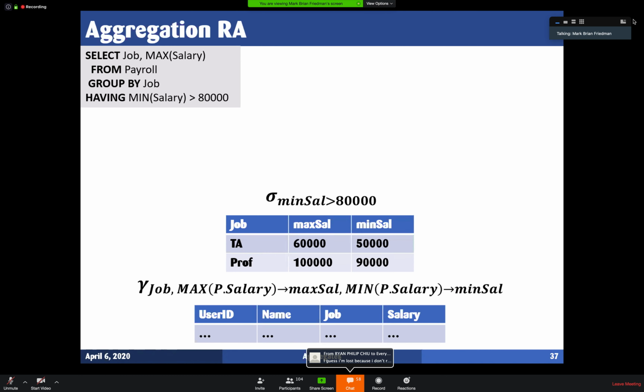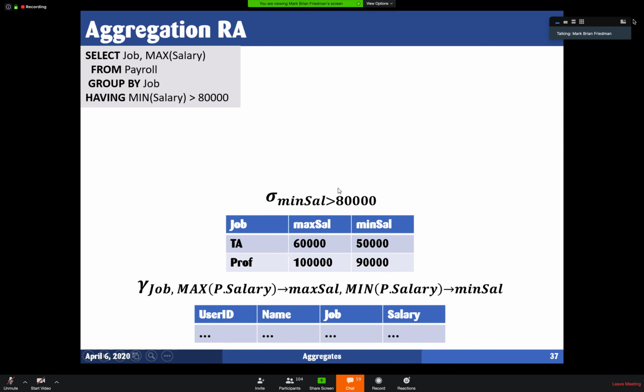Now we're going to apply this min salary, which we computed from here, as a selection. That's what this means. I think this is gamma, and that stands for aggregation. And this is a sigma, which stands for selection. And it's the same symbol used for a where clause, by the way. It's also the selection sigma in the relational algebra. I know the terminology is a little confusing.